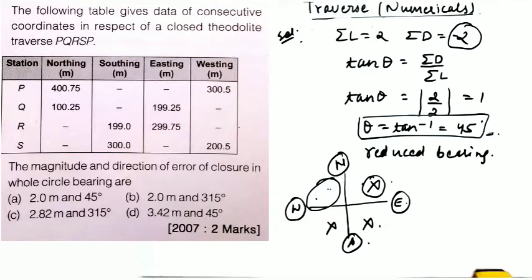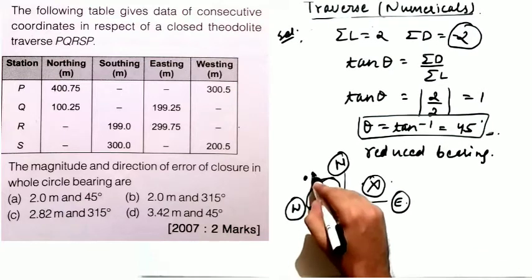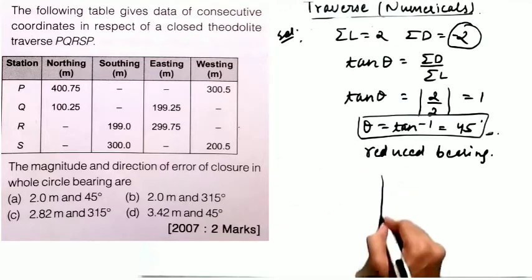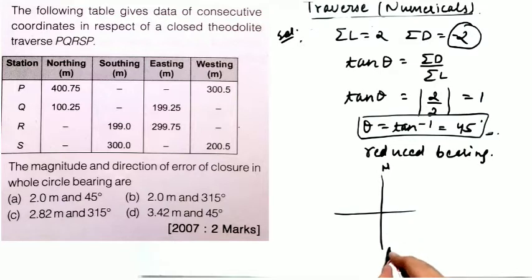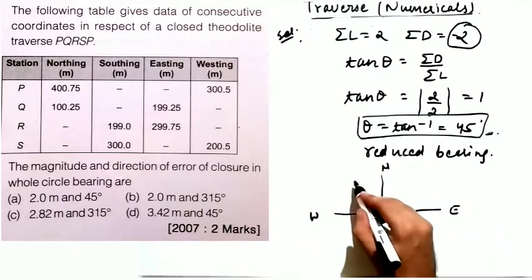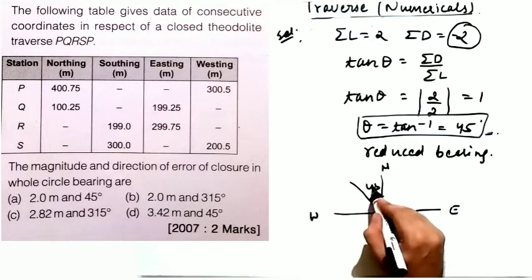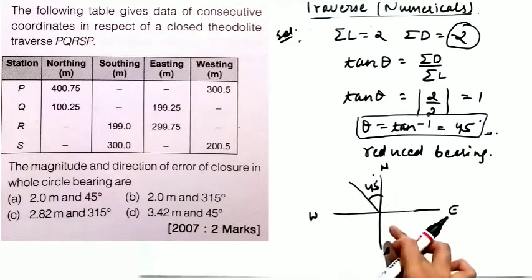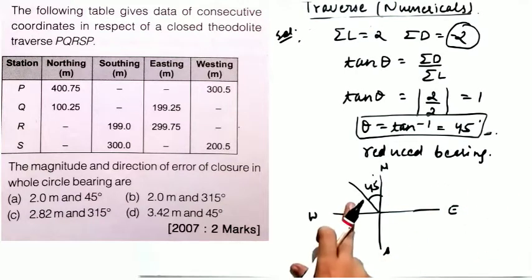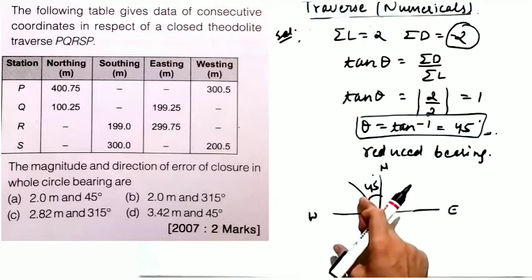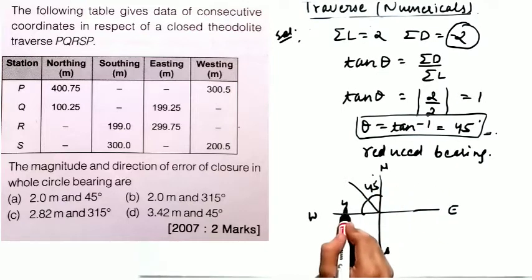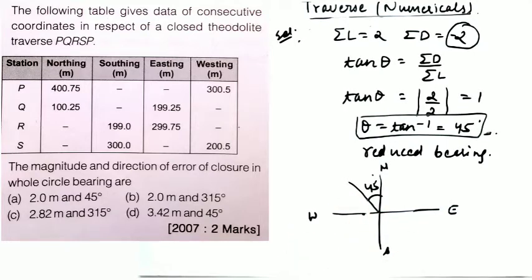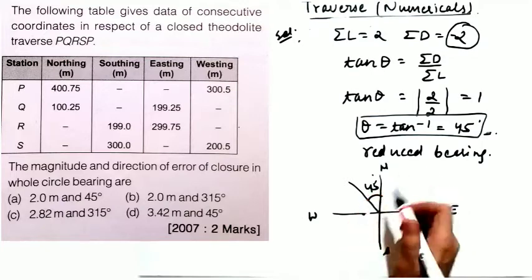Now you are sure of the quadrant that it is lying in. Now you can use this reduced bearing to calculate the quadrantal bearing. This is north, this is south, this is west, and this is east. Theta equal to 45 degree is this angle. Since the angle is always measured with respect to north or south and the particular error is lying in this quadrant, 45 degree will be made by north, and this cannot be 45 degree in this case, since angles are always measured with respect to north or south. Here south is not present, only north is present, so the angle will be 45 degree in this particular manner.